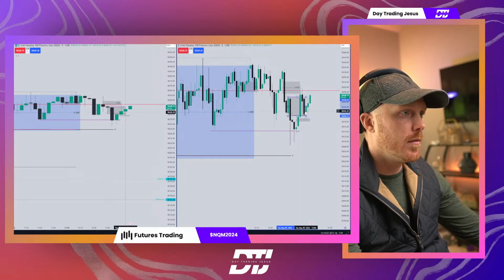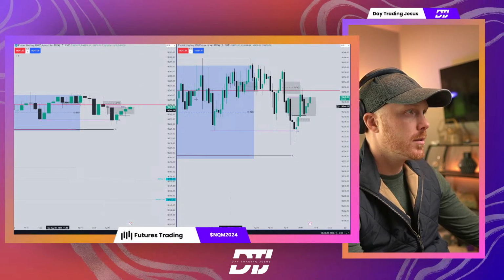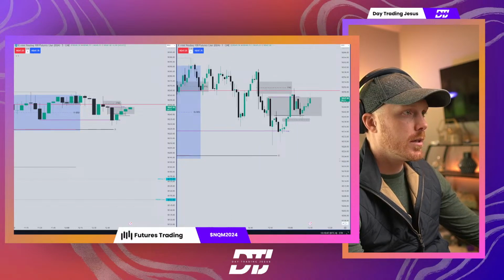Two minute has respected the breaker right here. This is a breaker bar. So we have a low, high, and a lower low right here. When you have this lower low and we come and break this, that's a signature on price that price is potentially moving higher.